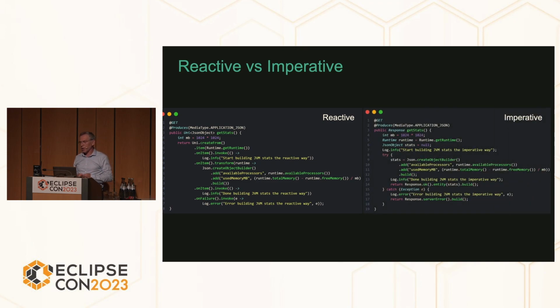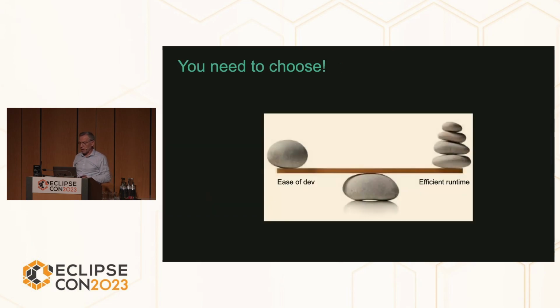In contrast, the thread per request model is based on the good old imperative programming style, sequential, easy to code, to test, and to debug. So we have to choose between ease of development with imperative programming, or efficient runtime and high scalability with reactive programming.